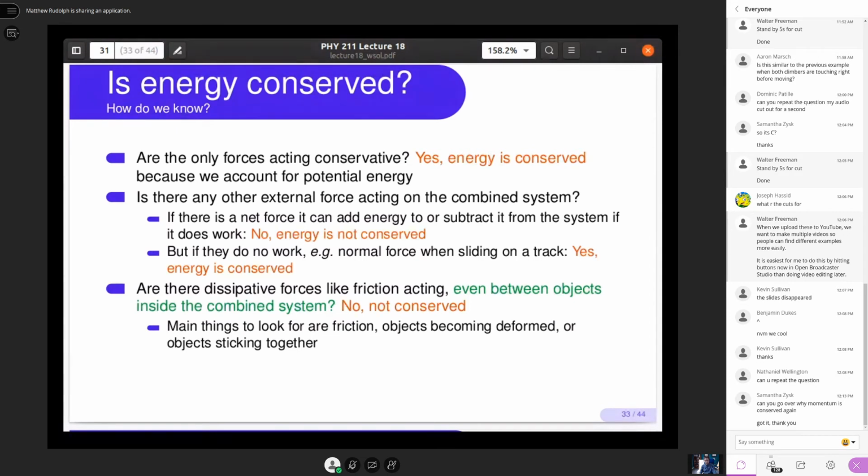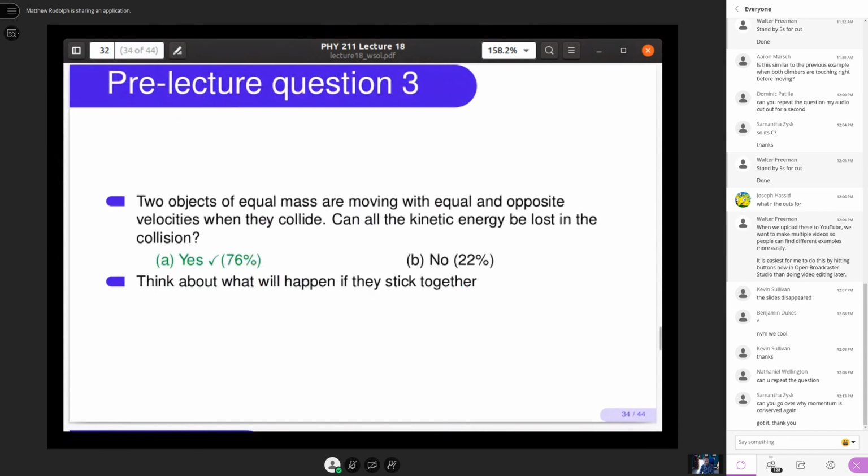Energy is a little more complicated. You have to think about whether the forces are conservative, and whether there are external forces acting on the system and doing work. But also, you have to think about the forces between the objects. Things like friction between them, or things sticking together, will say right away that energy is not conserved. And that was on the pre-lecture. Yes, if they're equal mass and they move with equal and opposite velocities and collide, you can lose all the kinetic energy. So most people were right. And that's what happens when they stick together.